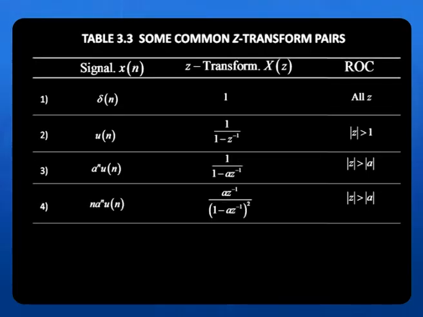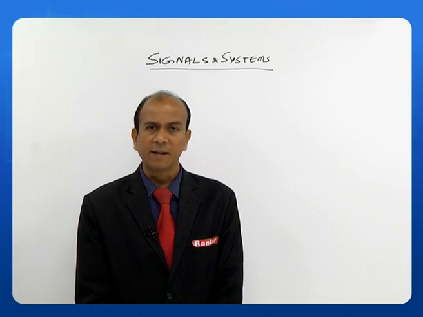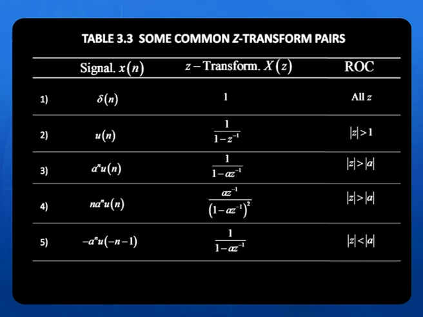Similarly, if you look at the other signal, minus a to the power of n u of minus n minus 1, it will have a Z transform equal to 1 by 1 minus a Z to the power of minus 1, which is the same as for a to the power of n u of n, because it is minus a to the power of n u of minus n minus 1. So we are clearly mentioning that. Both of them will be the same, but the only difference is that the ROC was Z greater than a in the earlier case. Now the ROC will be Z less than a in this particular case.